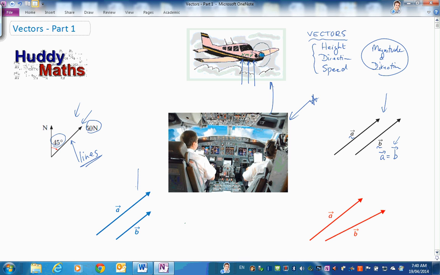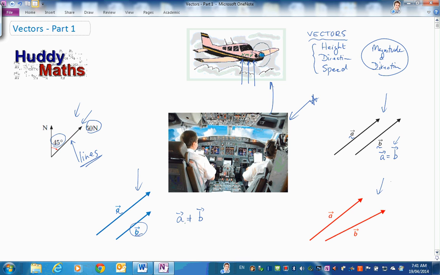What about these two over here? What do you reckon? What would you say about their direction? Well, it's the same orientation in space, isn't it? Same direction, but B is shorter than A. So we'd say vector A is not equal to vector B here.